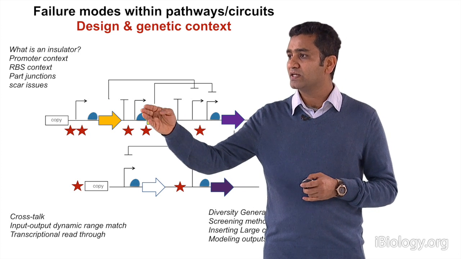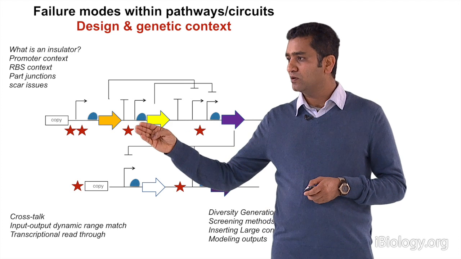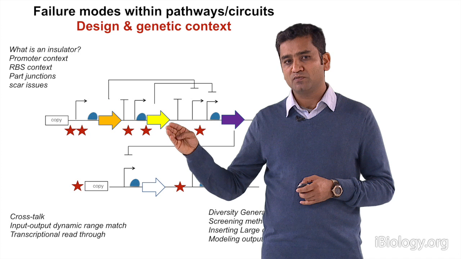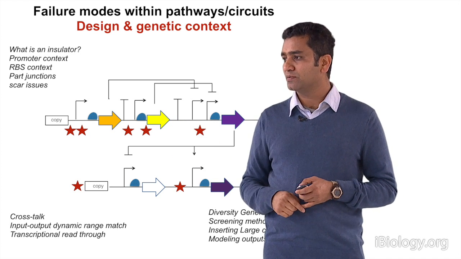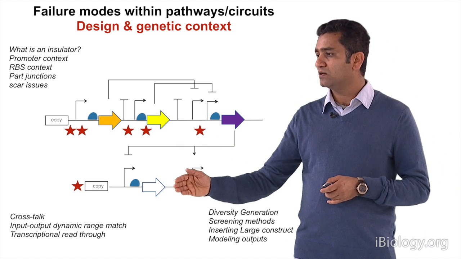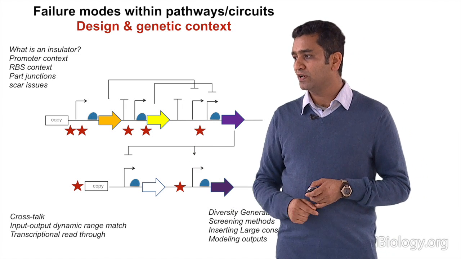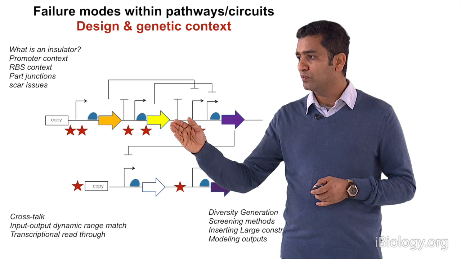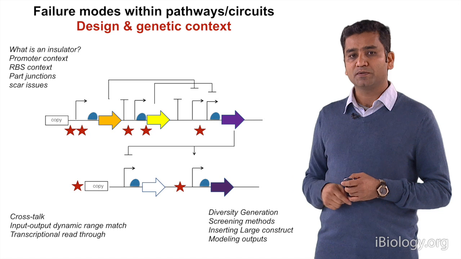We don't know what the RBS context is, what needs to be around the RBS. What happens in between the junctions between these parts? And what about scar issues, if there are restriction enzyme scars between these parts, how do they impact the overall gene expression? We also need to worry about crosstalk if there are parts which interact that should not interact. And then we need to worry about the input-output dynamic range between different gates, and transcriptional read-throughs. Maybe the RNA polymerase does not terminate at the terminator, and it reads through and interferes with the downstream promoter.